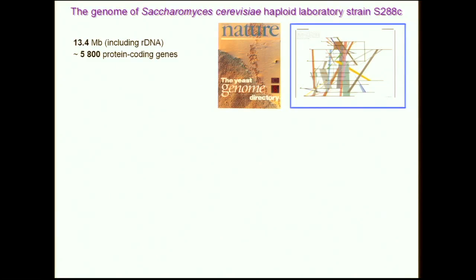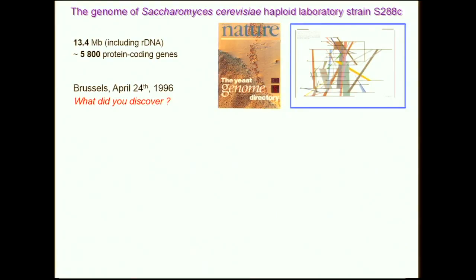yeast, Saccharomyces cerevisiae, in a large international program, including many laboratories. It was finished by 1996. The yeast genome has approximately 13 megabases and codes for approximately 5,800 proteins. At this time, we had a large press conference in Brussels to tell the novelty. It was in spring 1996.